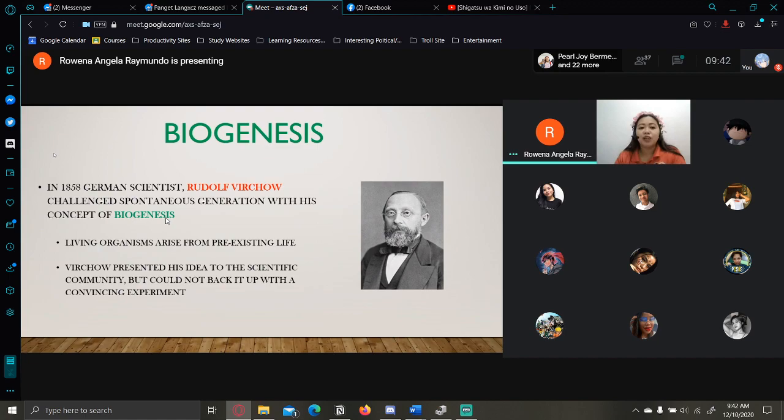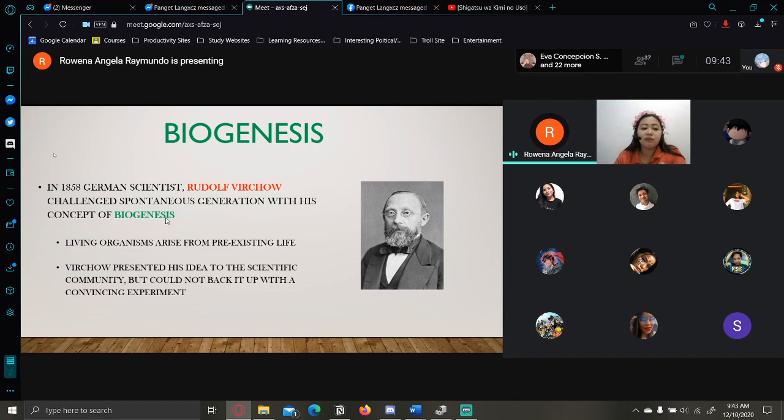This theory is known as biogenesis. It was proposed by German scientist Rudolf Virchow. Okay, so ito yung itsura niya. He is the one who challenged spontaneous generation with this concept ng biogenesis. So ito, syempre, kabaligtaran naman siya nung abiogenesis or spontaneous generation. Ang sabi niya, living things arise only from pre-existing life. Or living things arise only, of course, from other living things.